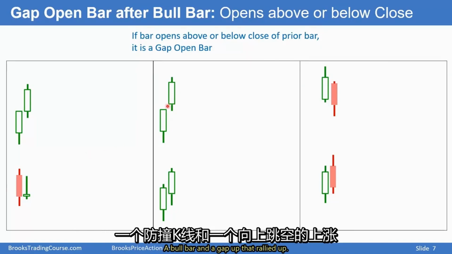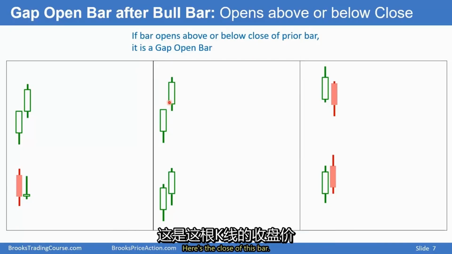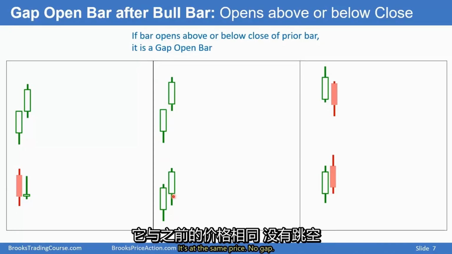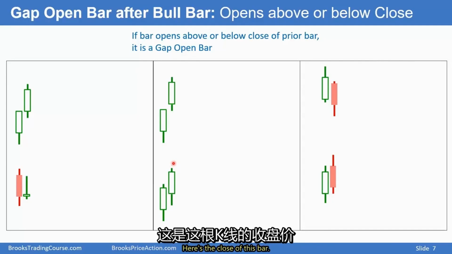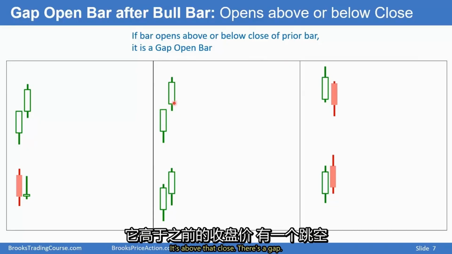This bar opened above that close. There's a gap. This bar opened below that close. There's a gap. So bull bar and then a gap down that rallied up, a bull bar and a gap up that rallied up.